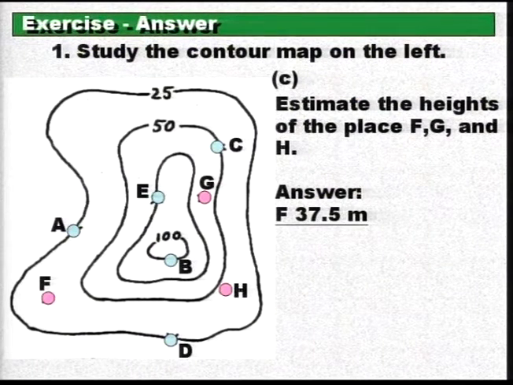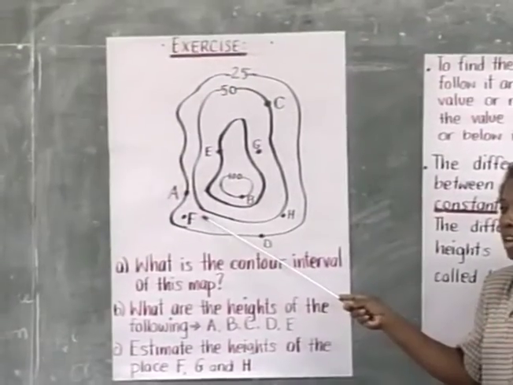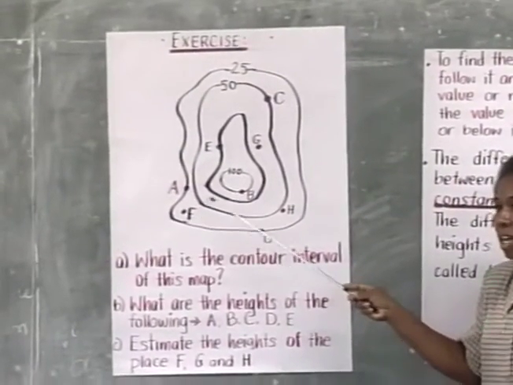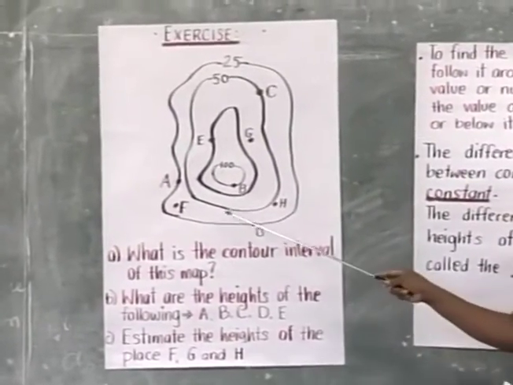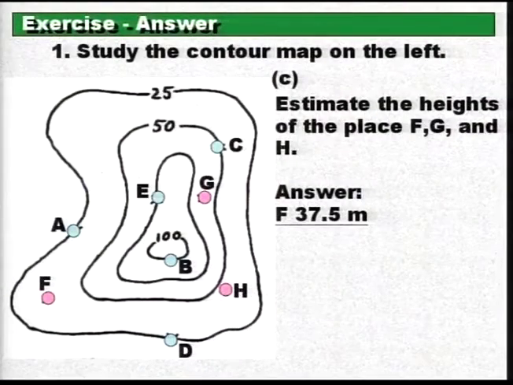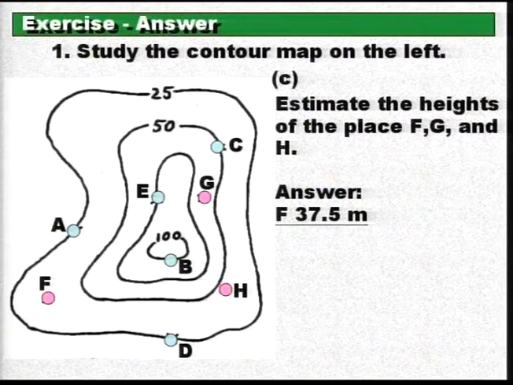No, I added 12.5 with 25. You added 12.5 with 25 meters, and I got 37.5 meters. So if you followed her method, it might be easier to say you're adding 25 meters plus 50 meters, and you divide by 2, because that's halfway in between, and you'll end up with 37.5. So if you got your answer 37 or 36 meters, 37.5 or 38, I will accept that.